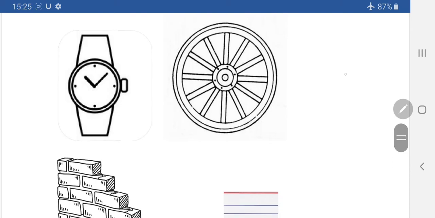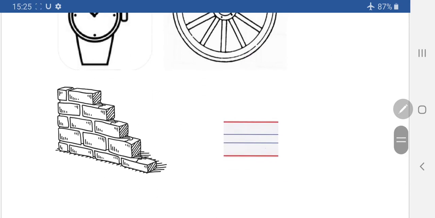Next one is, look at the picture everyone. What is this? This one is watch, wheel and wall. W we watch, W we wheel, W we wall. And how we will write W? Standing line, slant line, inverted slant line, then again a standing line. What is the sound of W? We.